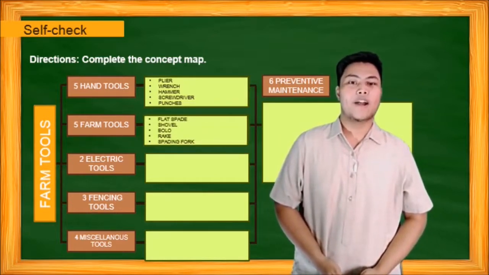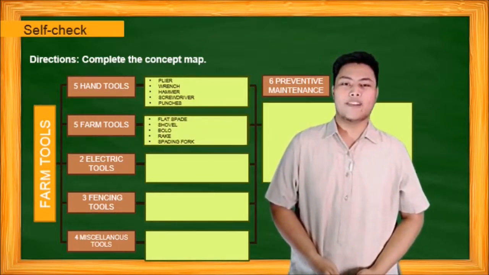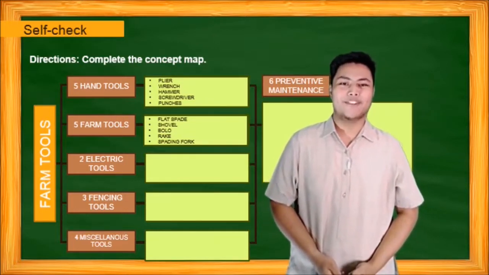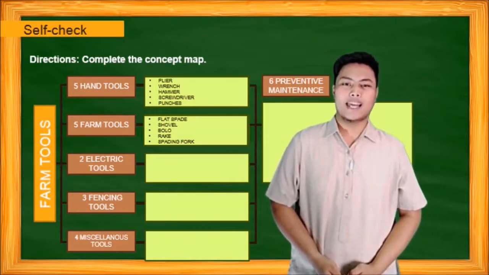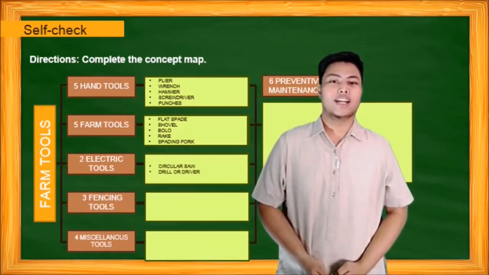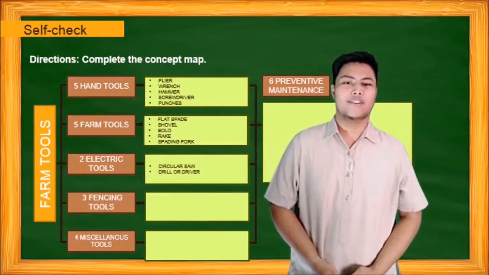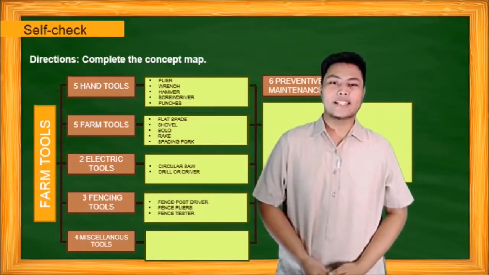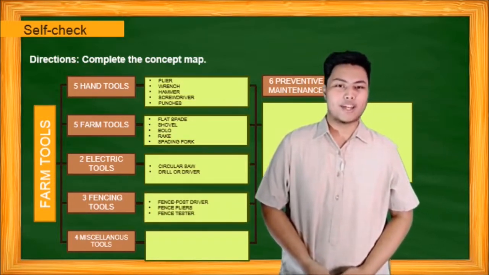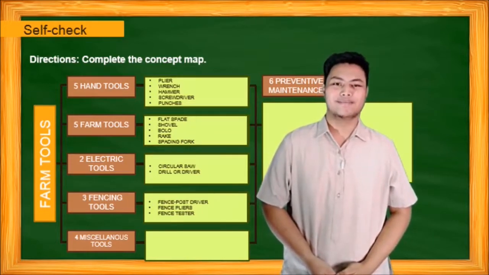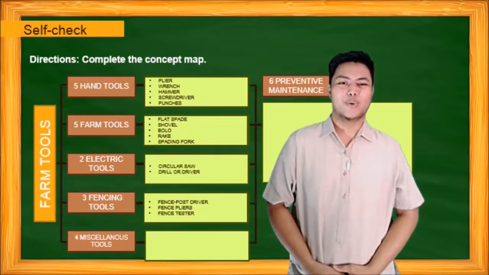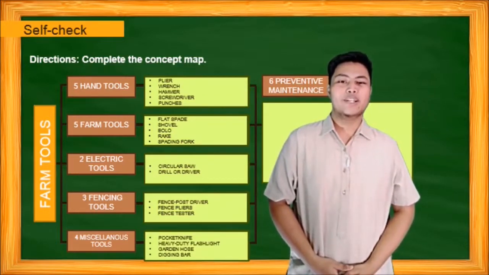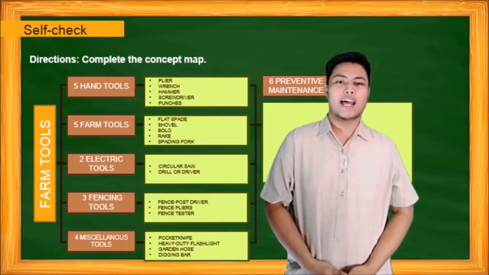Next, the 5 farm tools. What are those? We have the flat spade, a shovel, a bolo, a rake, and spading fork. How about the 2 electric tools? We have the circular saw and a drill or driver. How about the fencing tools? We have a fence post driver, a fence plier, and a fence tester. Next are the miscellaneous tools. So what are those? We have the digging bar, a pocket knife, a heavy-duty flashlight, as well as a garden hose.